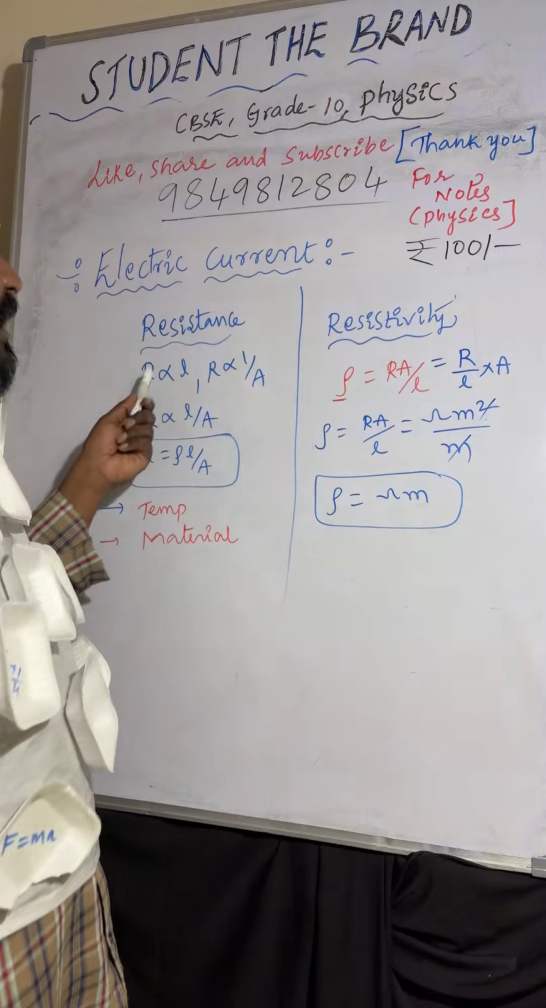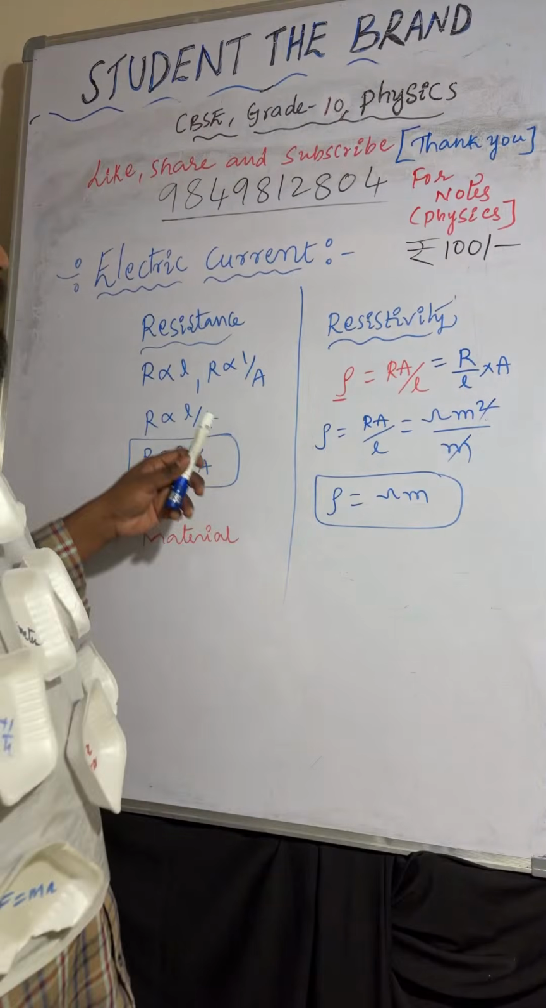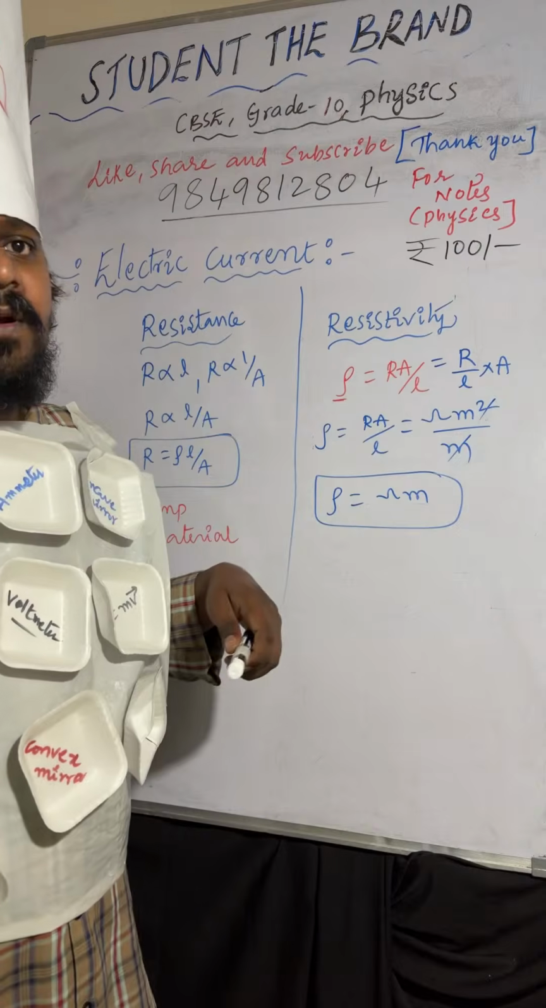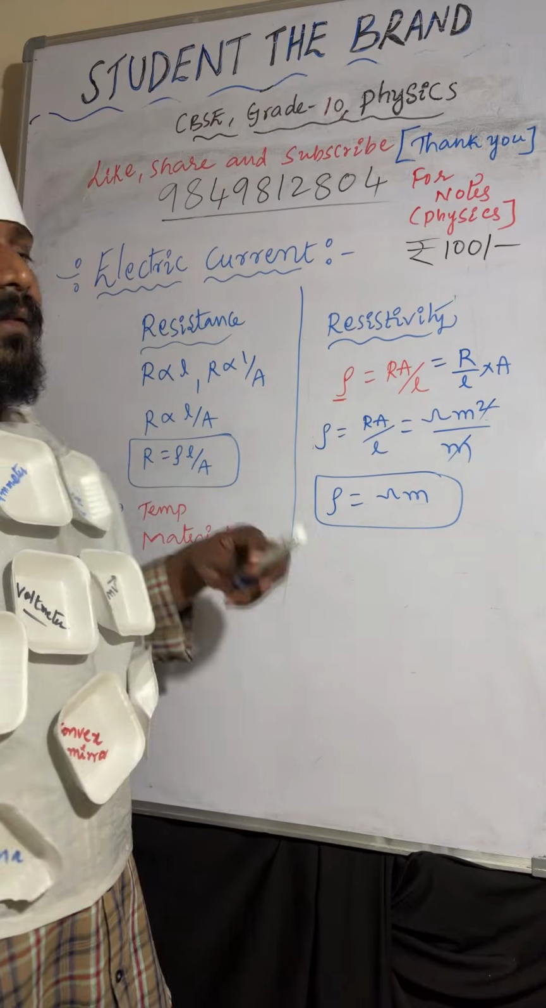So resistance is directly proportional to the length of the conductor. Resistance is inversely proportional to the area of cross section.